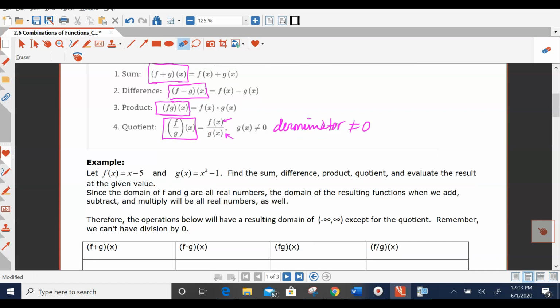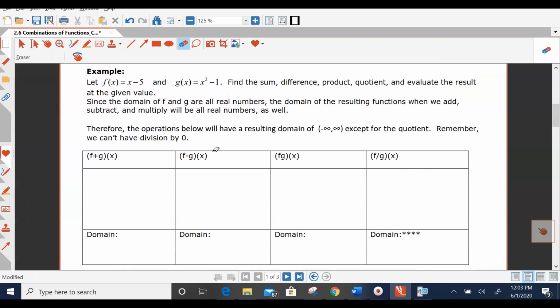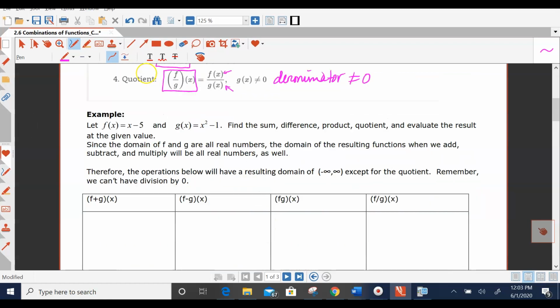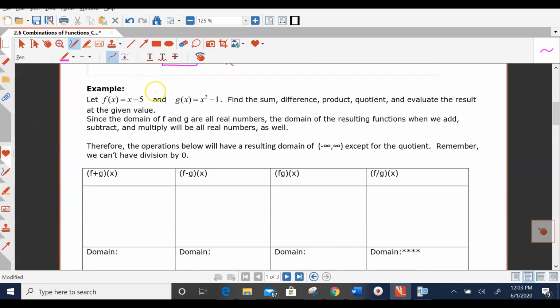So let's suppose we have two functions. f of x is x minus 5, g of x is x squared minus 1, and let's find the sum, difference, product, quotient, and do some evaluating. Since the domain of f, which is x minus 5, is the set of all real numbers, and the domain of g is the set of all real numbers, we have overlapping domains, and they overlap at the set of real numbers. So the domain of the resulting functions when we add, subtract, or multiply is going to be all real numbers.